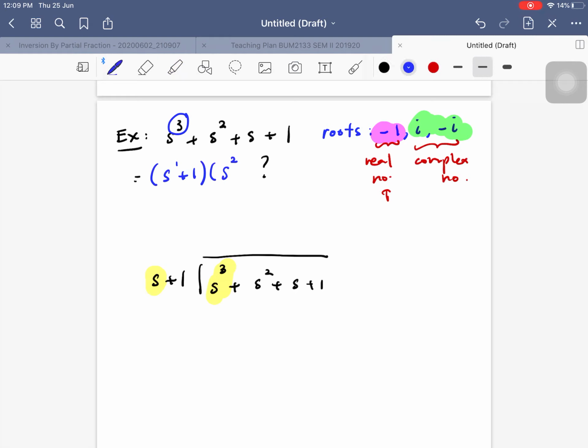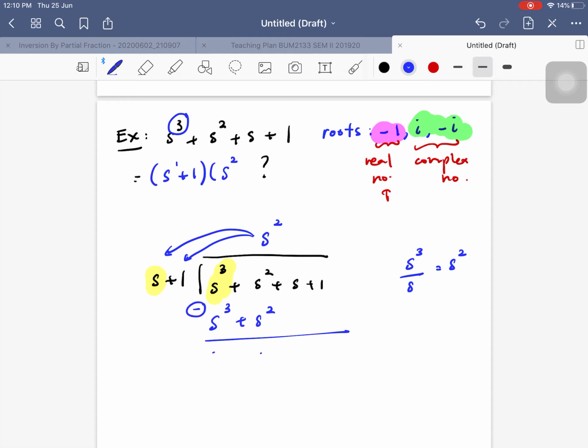So I know that when I have s cubed divided by s, that will come across as s to the power of 2. So therefore I'm going to have s to the power of 2 at the top. So multiply by both of the terms, I'm going to end up with s cubed plus s squared. And remember, this is always a minus operation, so this is gone and this is gone as well. So therefore I'm simply going to have s plus 1. I'm going to put down s plus 1.